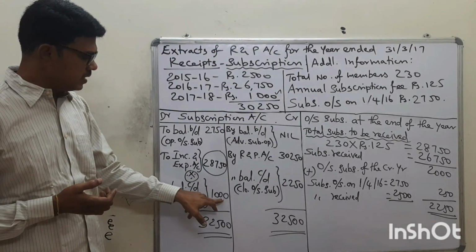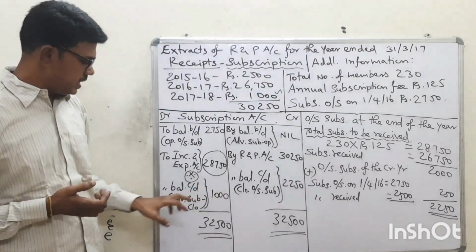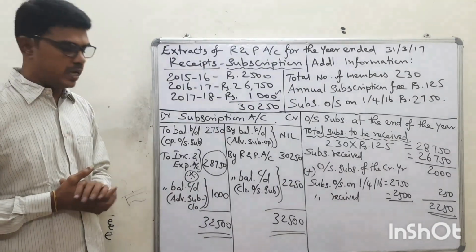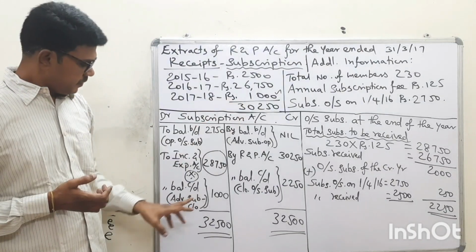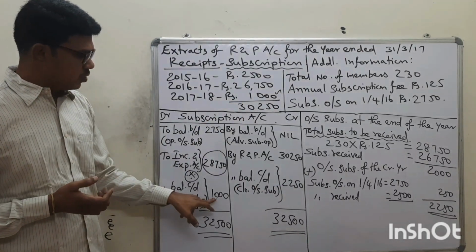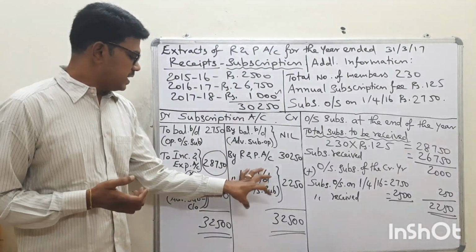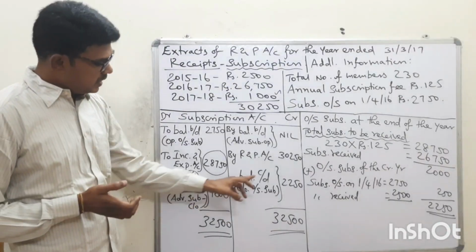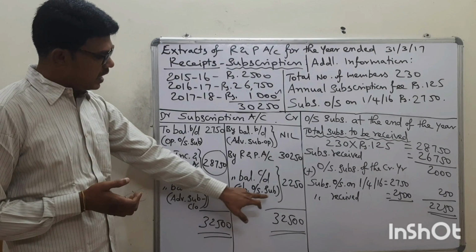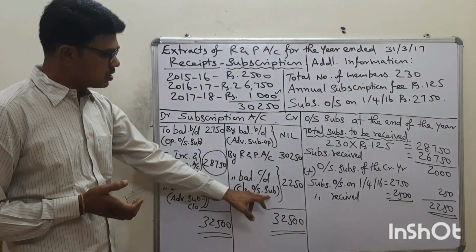This should be written here, under balance carried on. Under balance carried on, we should write the advance subscription at the closing of the year, right? Like that here, by balance carried on, closing advance subscription, closing outstanding subscription.